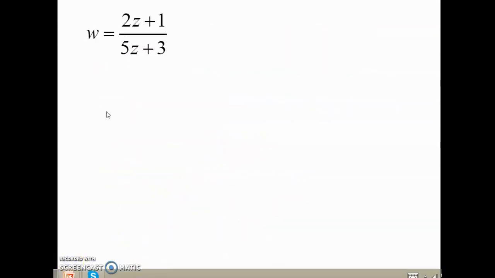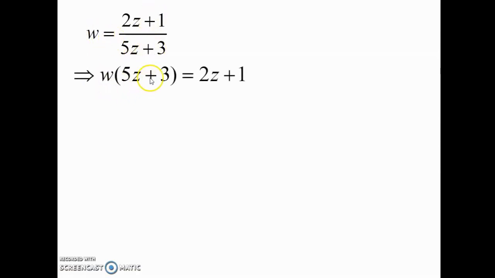So we are given f of z is equal to (2z plus 1) divided by (5z plus 3). I am denoting f of z as w. Therefore, we get w is equal to (2z plus 1) divided by (5z plus 3). Now I am simplifying this so that I'll get z in terms of w. So let's do that. I am cross multiplying this, so we get w into (5z plus 3) equal to 2z plus 1.